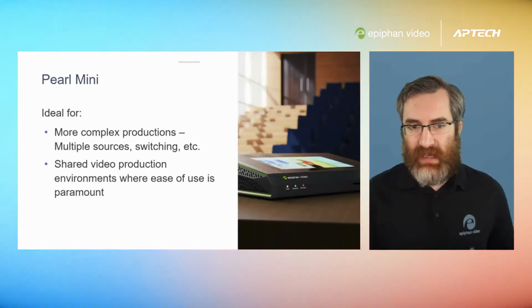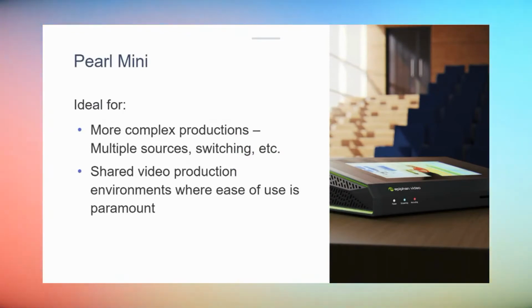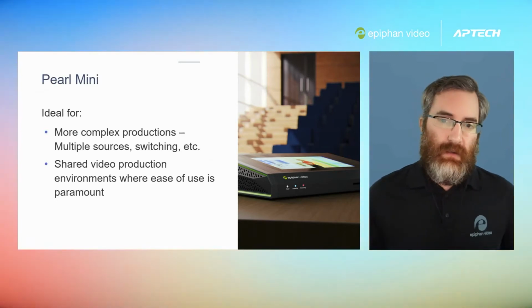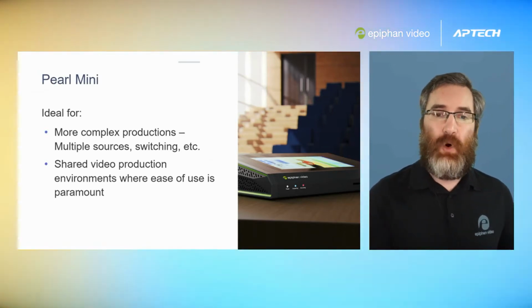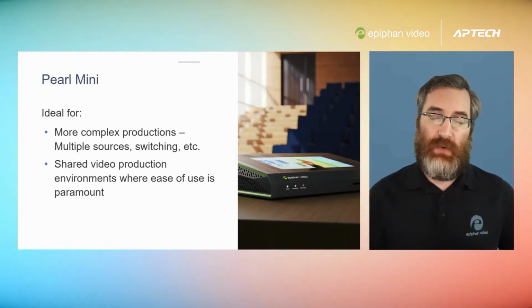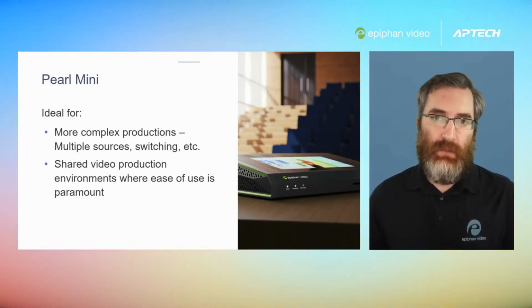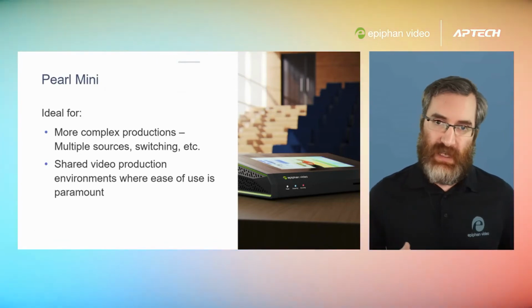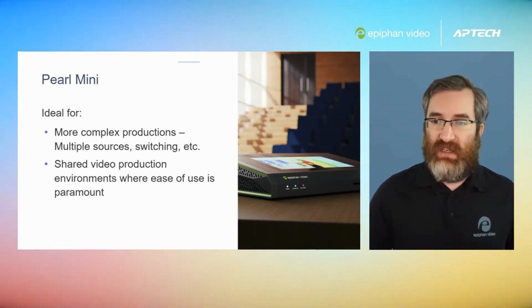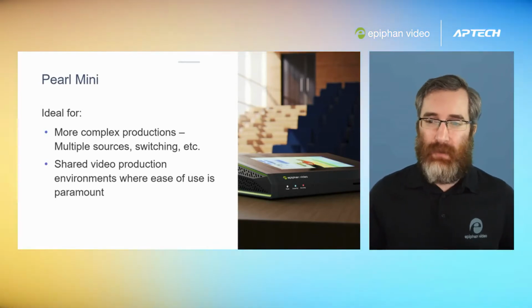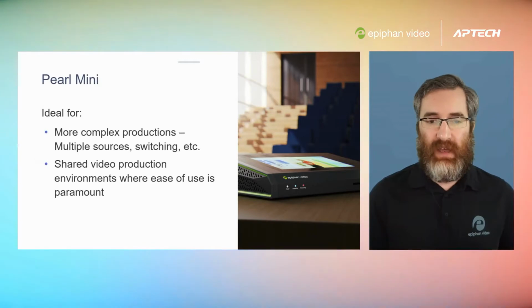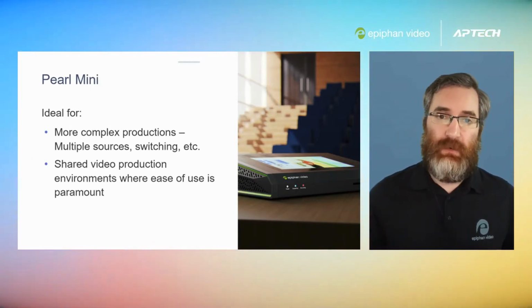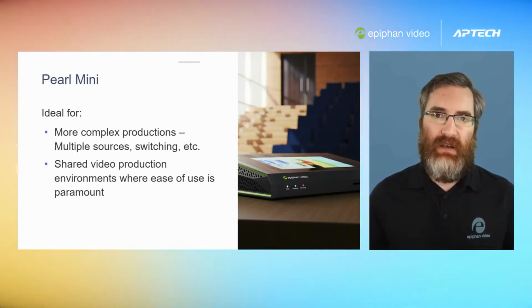So where does it fit? Well, as I mentioned earlier, the design of Pearl Mini was very much born out of what we saw as a need in the education market with things like lecture capture. But that lends itself well to maybe slightly more complex productions than the Nano can do, since we have multiple sources with switching built into the Mini. So maybe it's a shared production environment where ease of use is critical, so that larger touchscreen is helpful. Or maybe it's not a huge event, so we only have two or three cameras and need some basic switching. It can handle that. Or again, lecture capture or similar types of events, very common, and it's a great fit for that.